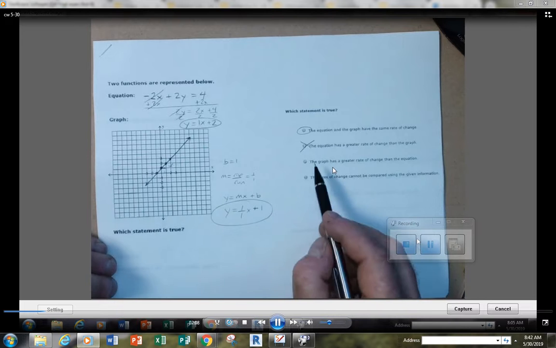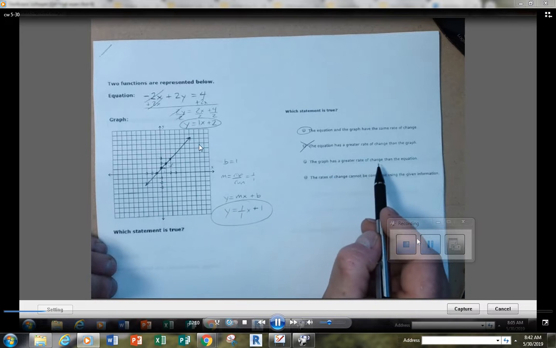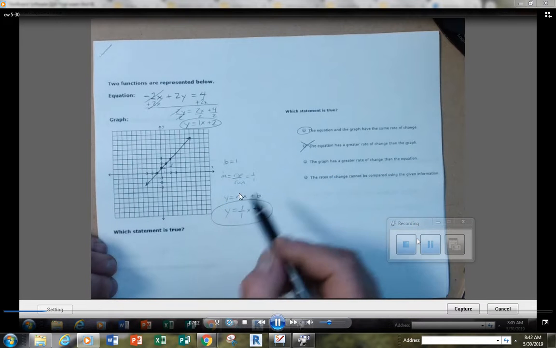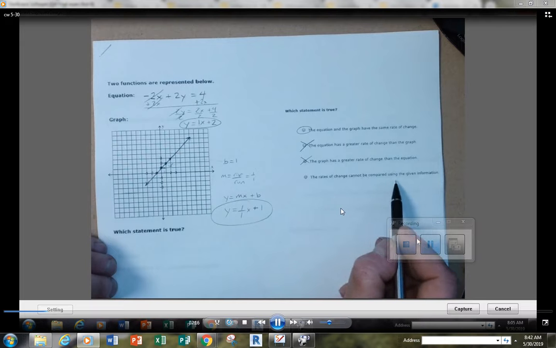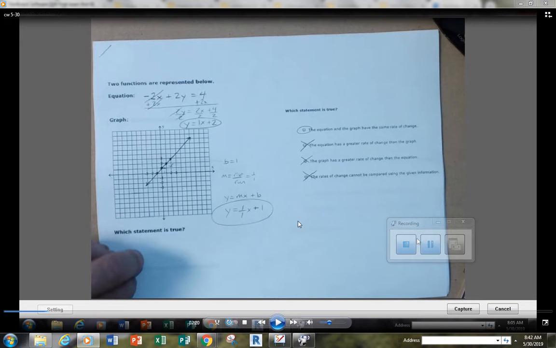The graph has a greater rate of change. Again, you're looking for the bigger number. These are equal. That would be false. And then the rates of change cannot be compared. That is never true. Never pick that one. The second word is whale.